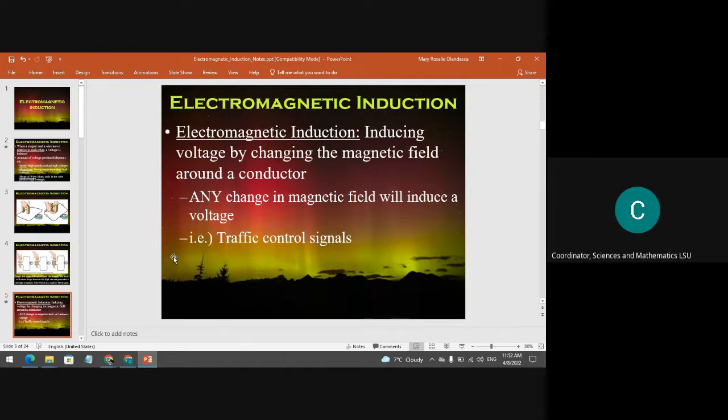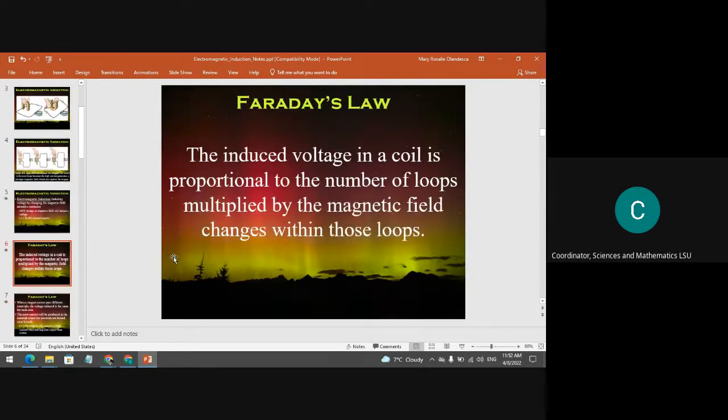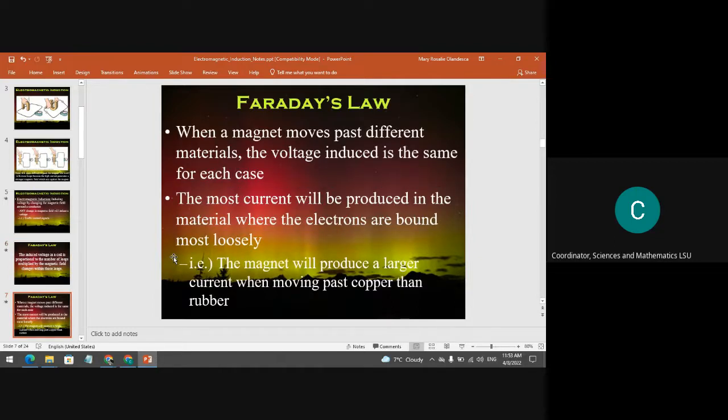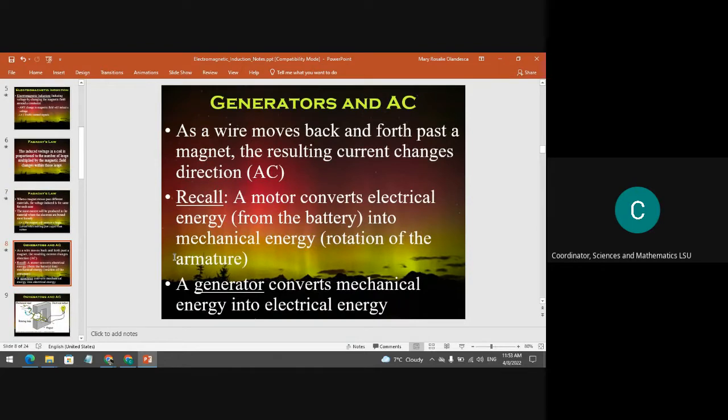An example of an application of this would be the traffic control signals. With this, Faraday's law is being applied. In your laboratory, you have your virtual lab for Faraday's law. The induced voltage in a coil is proportional to the number of loops multiplied by the magnetic field changes within those loops, and so on and so forth. You may read this PowerPoint presentation. I am also attaching this in your module.